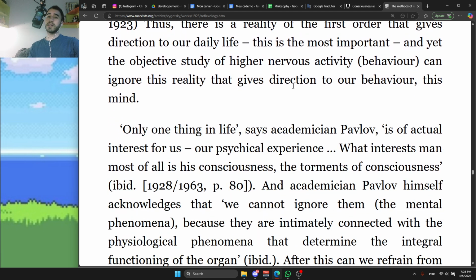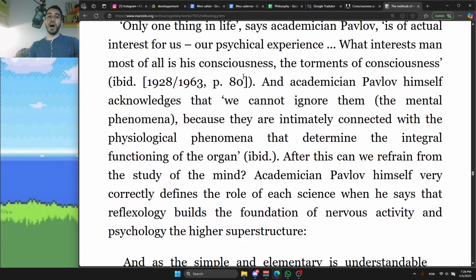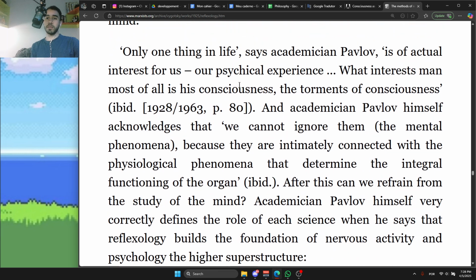And yet, the objective study of higher nervous activity, behavior, can ignore this reality that gives direction to our behavior, this mind. Only one thing in life, says academician Pavlov, is of actual interest for us, our psychical experience. What interests man most of all is his consciousness, the torments of consciousness. And academician Pavlov himself acknowledged that we cannot ignore the mental phenomena, because they are intimately connected with the psychological phenomena that determine the integral function of the organ.